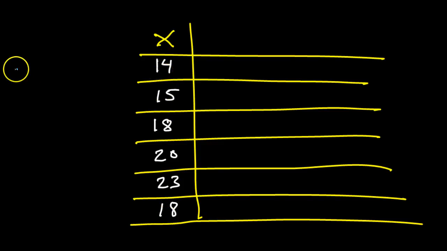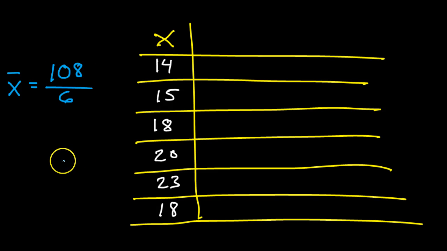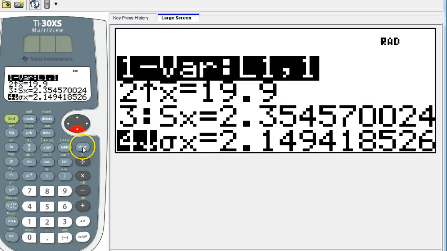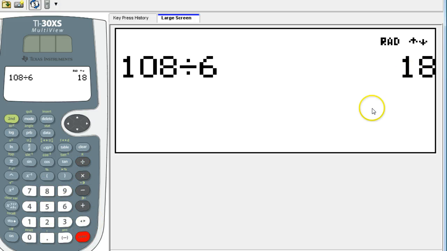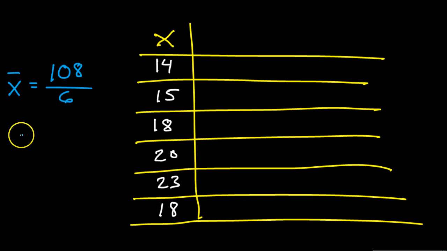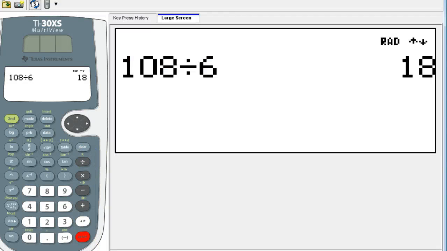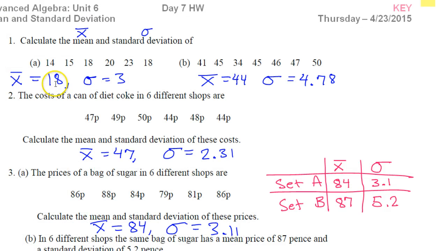So I'm calculating the mean. The sum of all these numbers is 108, and now I'm dividing by 6. Of course, if I do that, I'm going to get 18. So that's why the mean is 18, which is what we got right here.